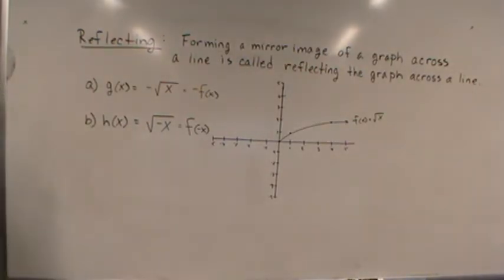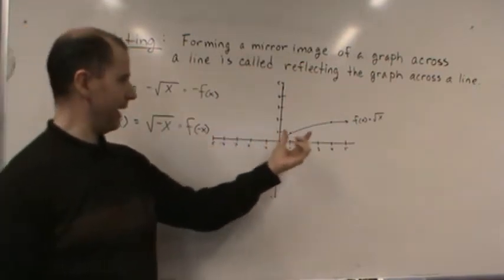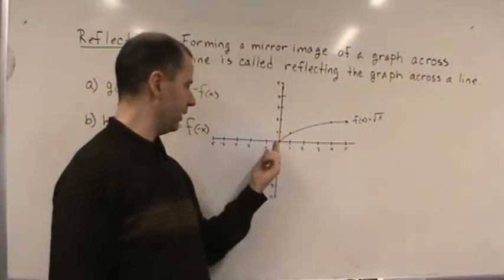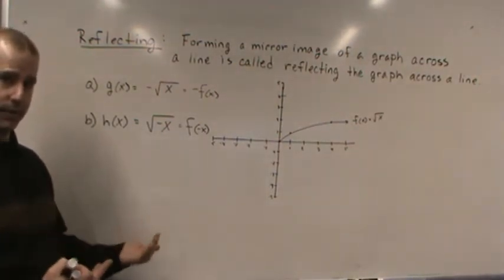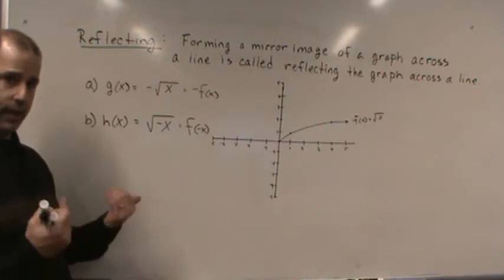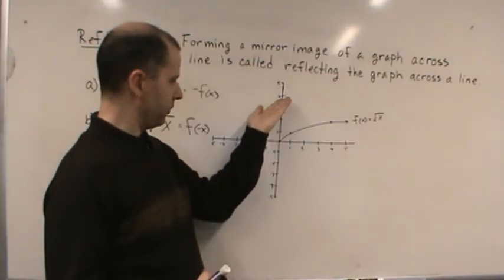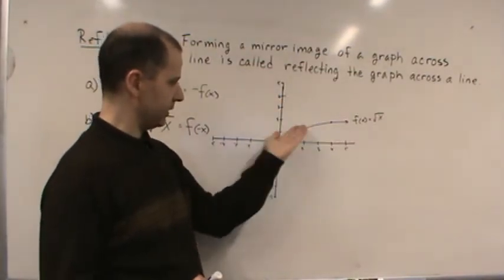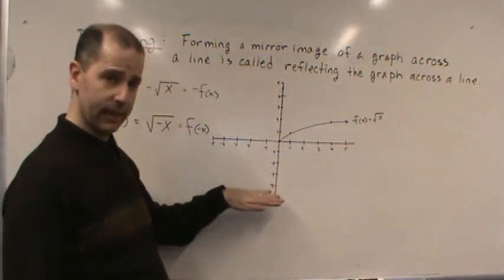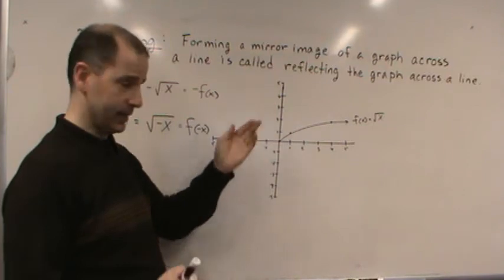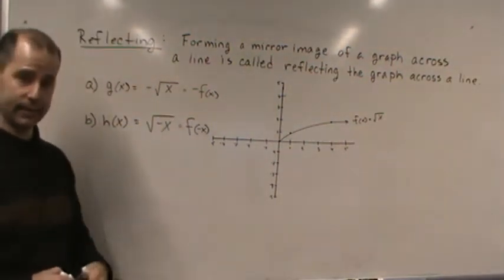Now, in part A, I'm taking all of the values of y, or f of x in this case, and I'm making them negative. So what happens if I make all of the positive values of y negative? I'm flipping all of the values that are above the x-axis down below the x-axis. Any part of the graph that's below the x-axis gets flipped up above the x-axis. So this turns out to be a reflection across the x-axis.